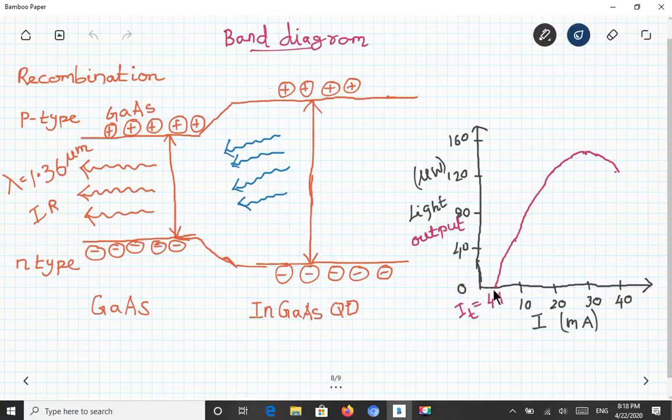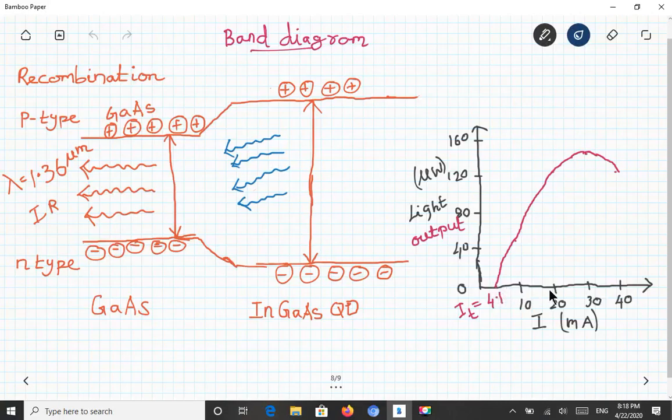Here there will be a graph showing the light output for the given current. The current is given in milliamperes, and here I_T means threshold current. How much minimum current you must give to get a light output is called the threshold current. Here the threshold current is 4.1 milliampere. So if you give 4.1 milliampere, you will see the laser output. Below that, if you give any current, you will not see any output. That is the meaning of threshold. Threshold means the starting of light output. For 4.1 it will start.